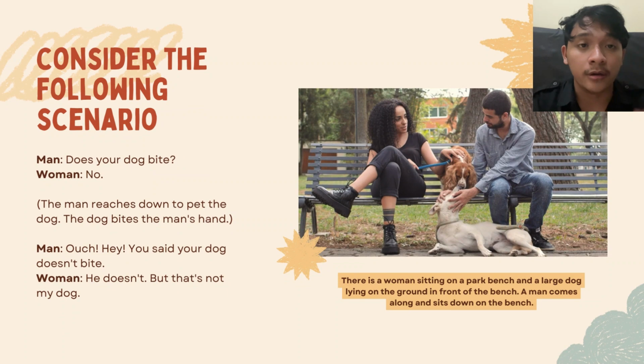Consider the following scenario. There is a woman sitting on a park bench and a large dog lying on the ground in front of the bench. A man comes along and sits down with the woman on the bench and says, "Does your dog bite?" "No," she says. The man reaches down to pet the dog and the dog bites the man's hand, and then the man says, "Ouch, hey, you said your dog doesn't bite." She says, "He doesn't, but that's not my dog."